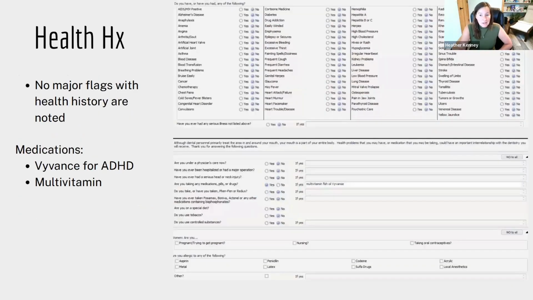Health history wise, we really didn't have a whole lot on his health history. He's taking Vyvanse for ADHD and a multivitamin. I think that that's important. One of the big side effects for some of these medications is dry mouth, so we have to take that into consideration as well.